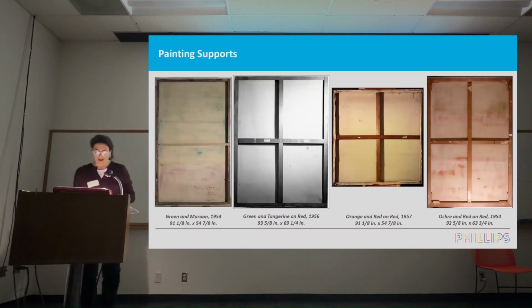So after a lot of introduction, here are a few technical notes, beginning with the painting supports. Orange and red on red, third from the left, and green and tangerine on red, second from the left, came to the Phillips stretched on conventional fixed strainers with 2 crossbars. Green and tangerine on red has since been restretched onto an expansion bolt stretcher sometime between 1970 and 1987. Ochre and red on red at the far right was received stretched on an early version of a continuous tension stretcher.